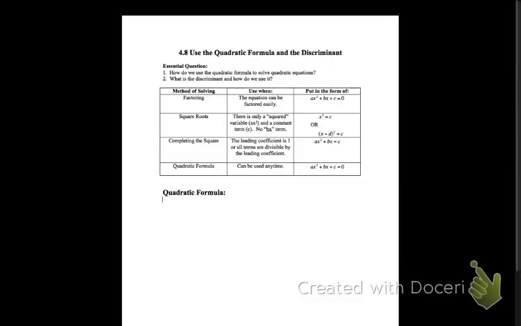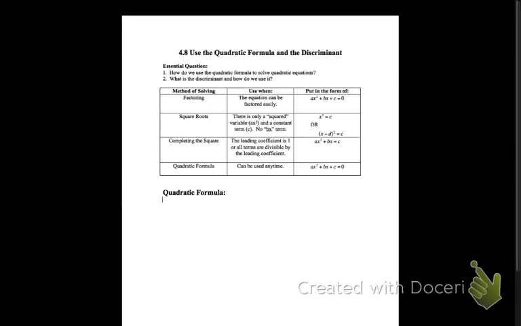Lesson 4.8. Use the quadratic formula and the discriminant. Essential questions for the lesson. How do we use the quadratic formula to solve quadratic equations? And what is the discriminant and how do we use it?